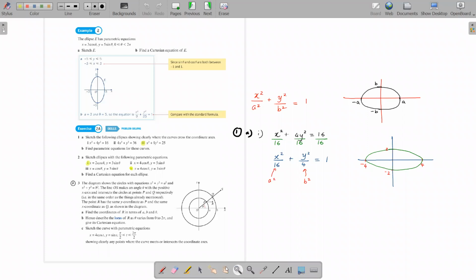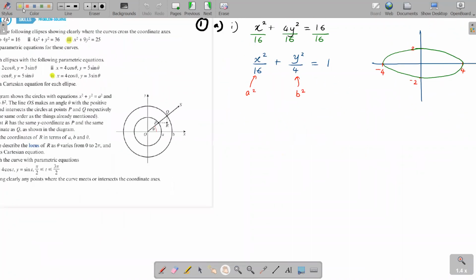Okay, so we'll move on to part 3, x square plus 9y square equals 25. So obviously you can understand that I need to divide everything by 25, right? So when I divide everything by 25, I end up getting x square over 25 plus 9y square over 25. Do you see that we have a little bit of a problem here? Equal to 1.